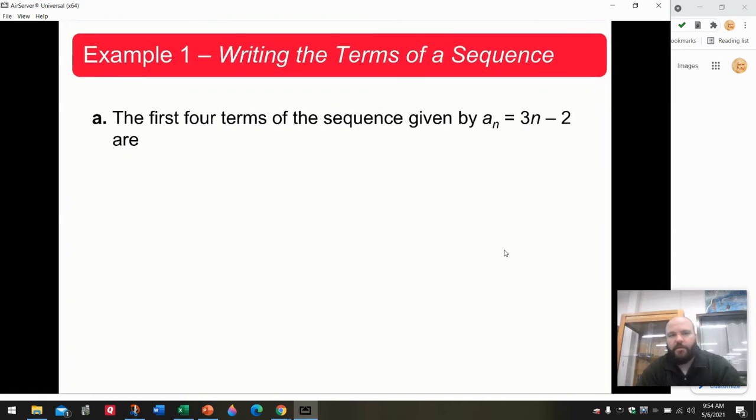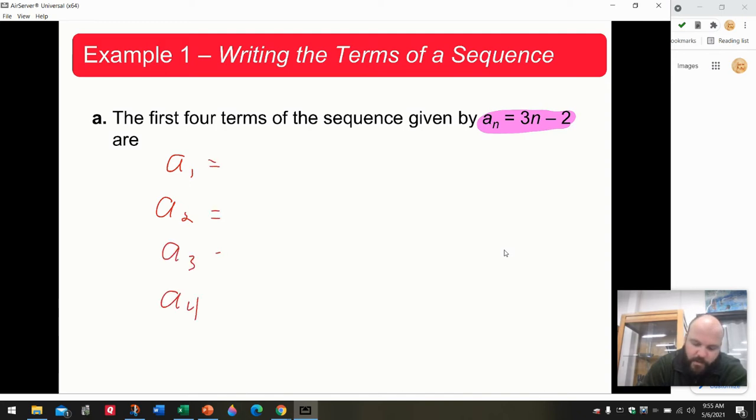So the first thing we want to do here, for example 1, is to simply write the terms of the sequence. And you can see that we have a generator right here that will give us whatever term we want in the sequence if we put in the number of the term that we want. So it says a sub n is equal to 3n minus 2. So they want the first 4 terms, so we will want to get a sub 1, a sub 2, a sub 3, and a sub 4.